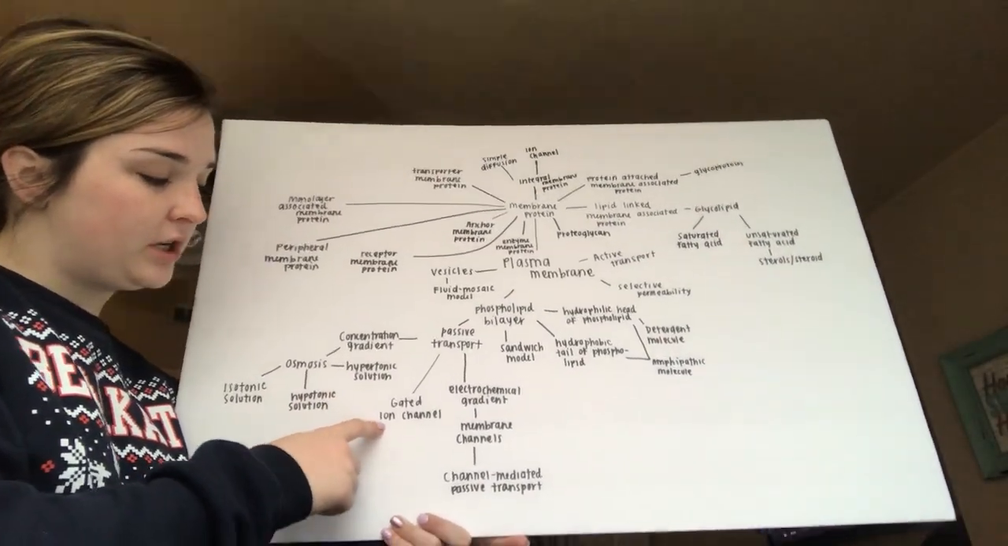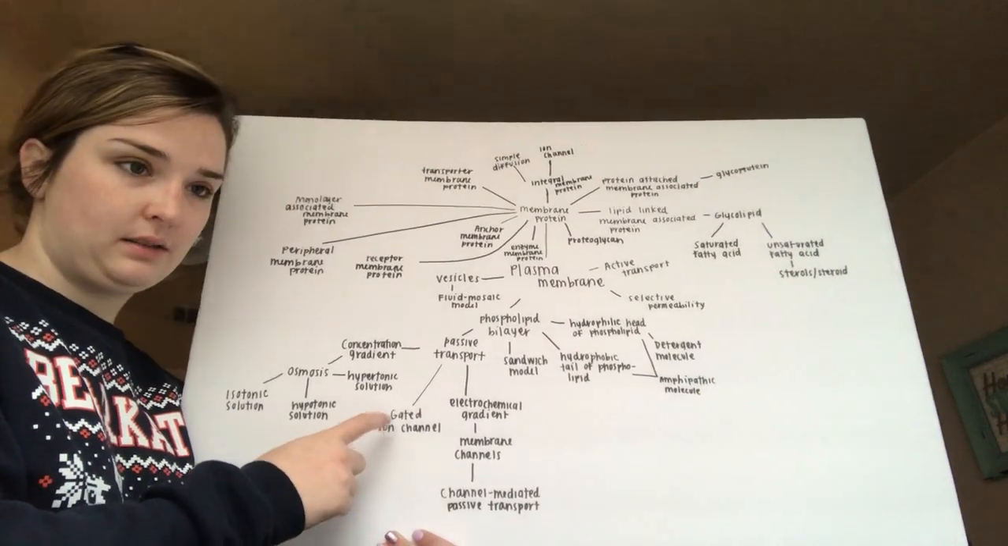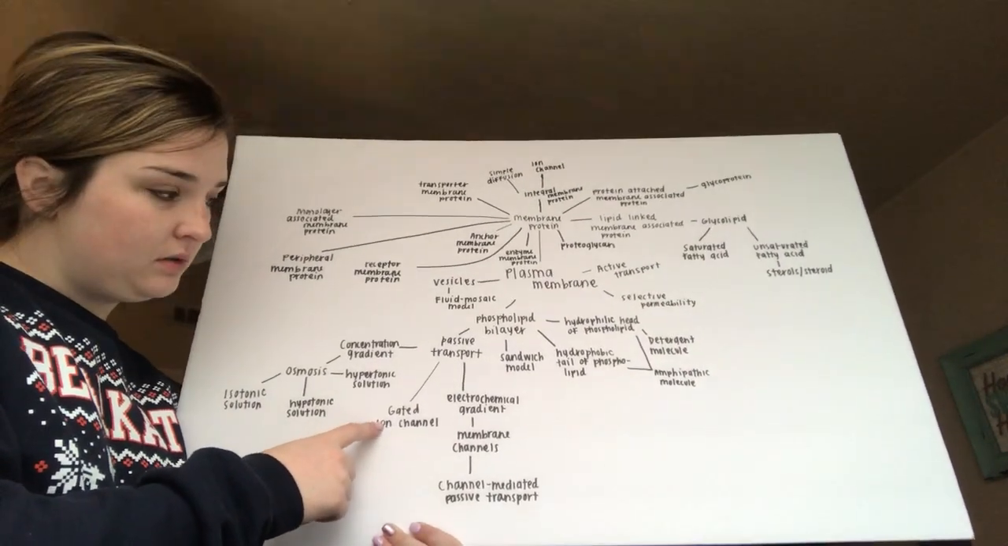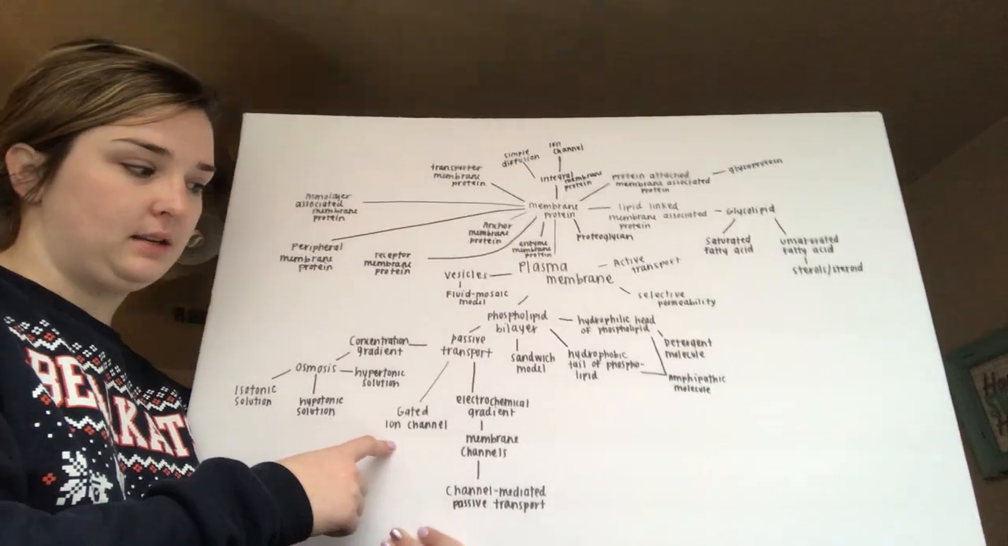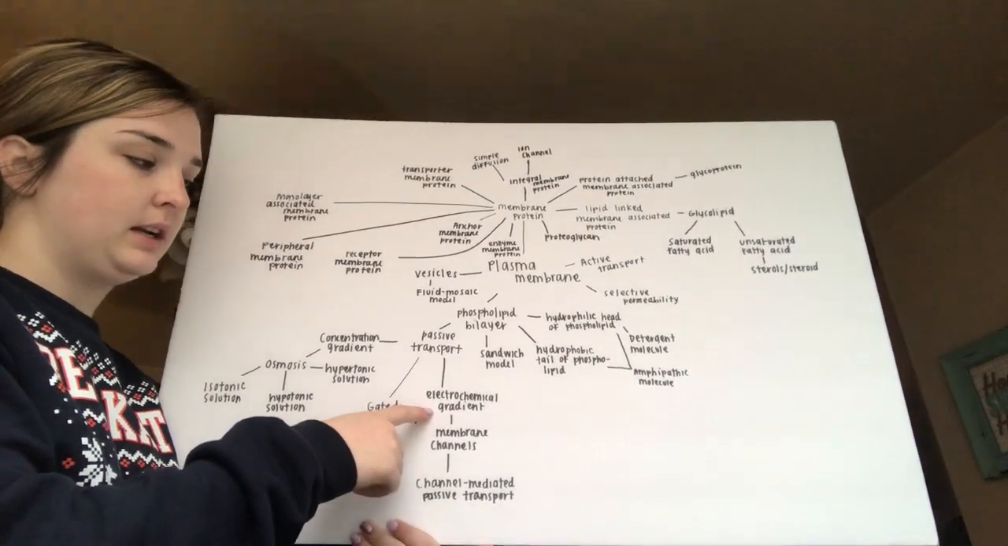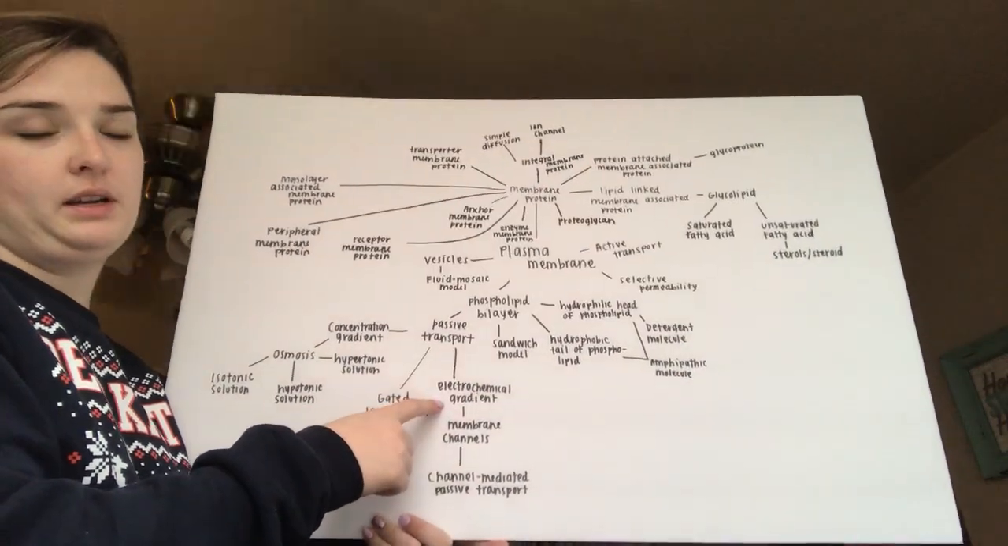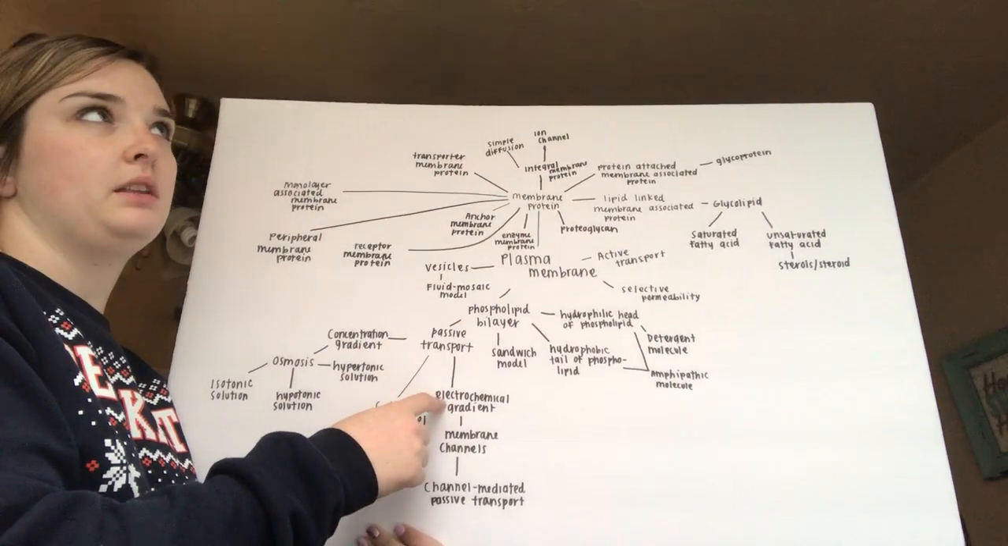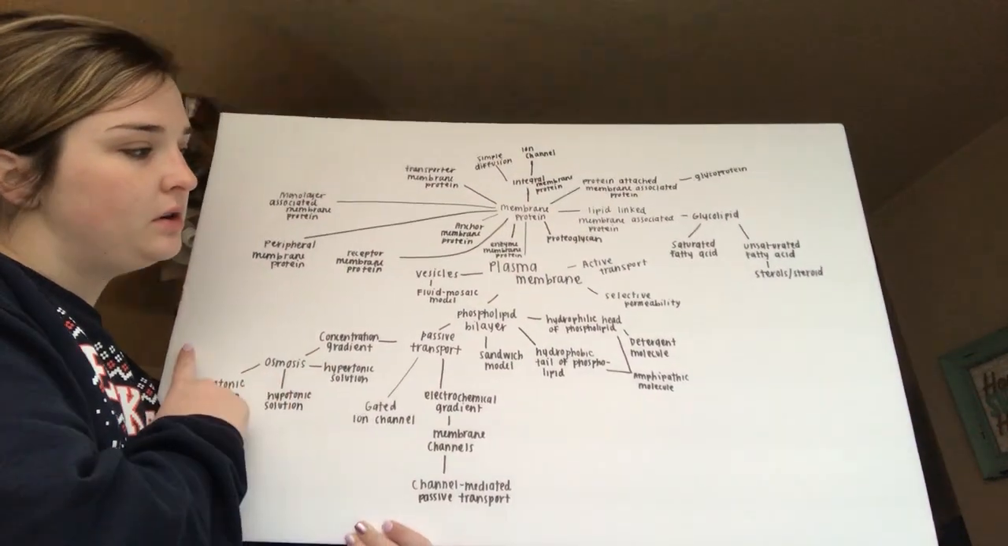The gated ion channel is where it only allows certain ions in. And then electrochemical gradient is where it has to do with the electrical charge of stuff.